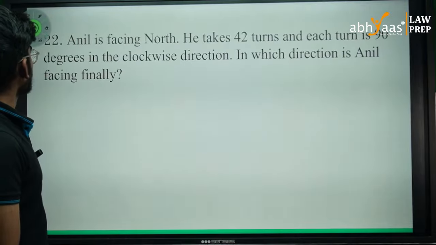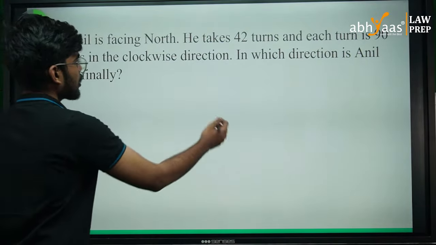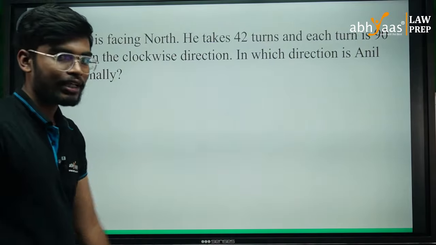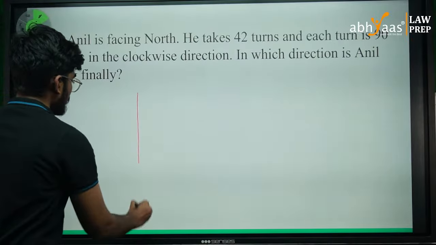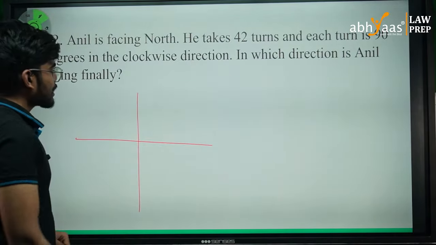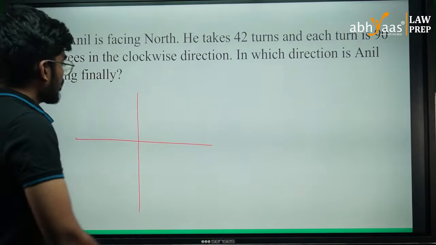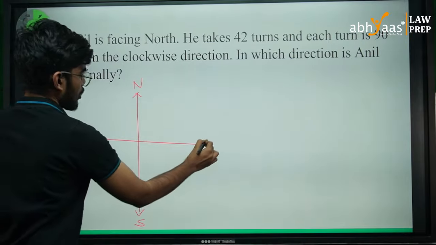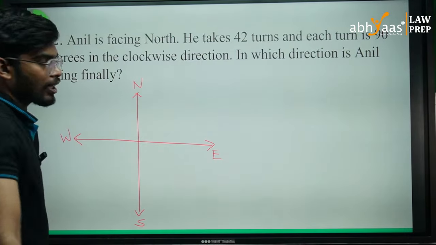The next one. Amit is facing north. Initially he is facing north. He takes 42 turns and each turn is 90 degrees in the clockwise direction. Which direction is Amit finally facing? Say this is the compass. Just before, I mentioned that each turn is 90 degrees. So this is north, south, east, and west.